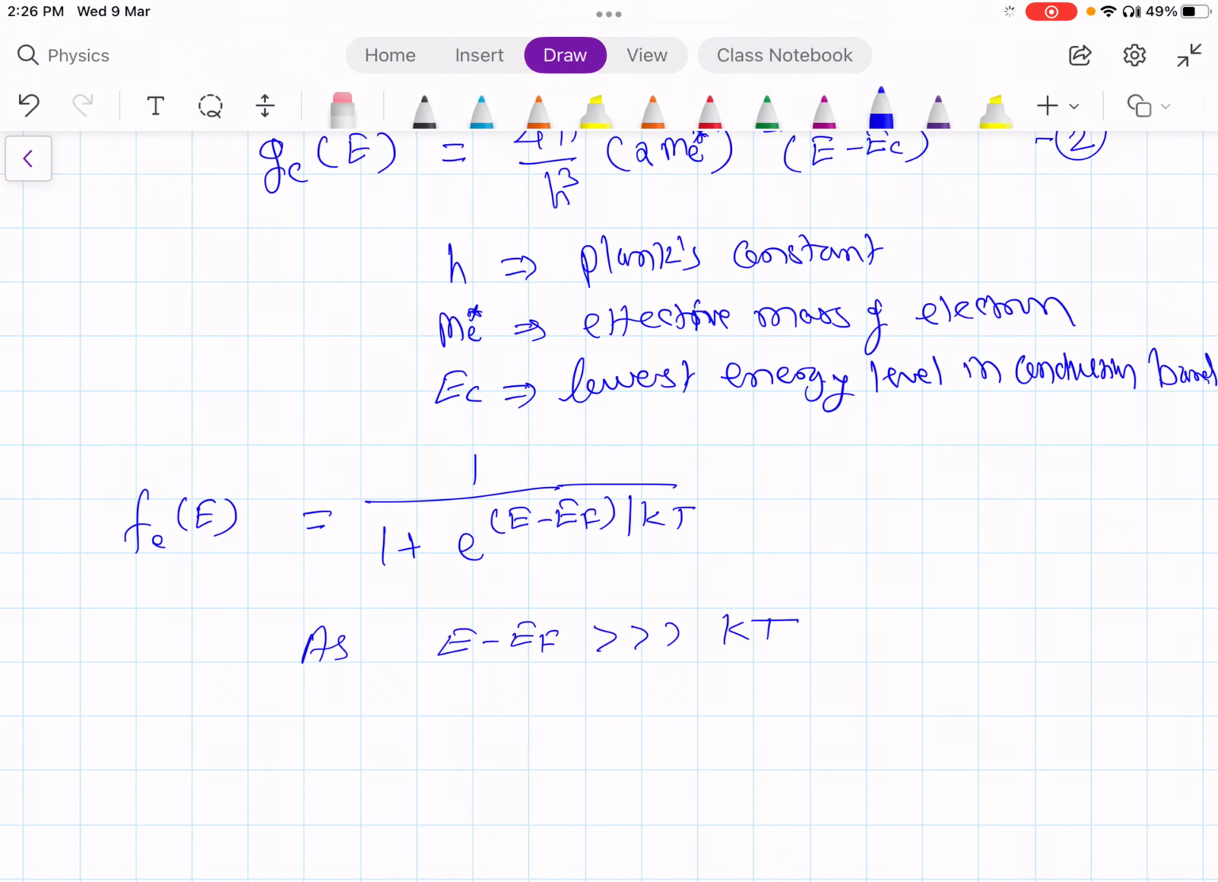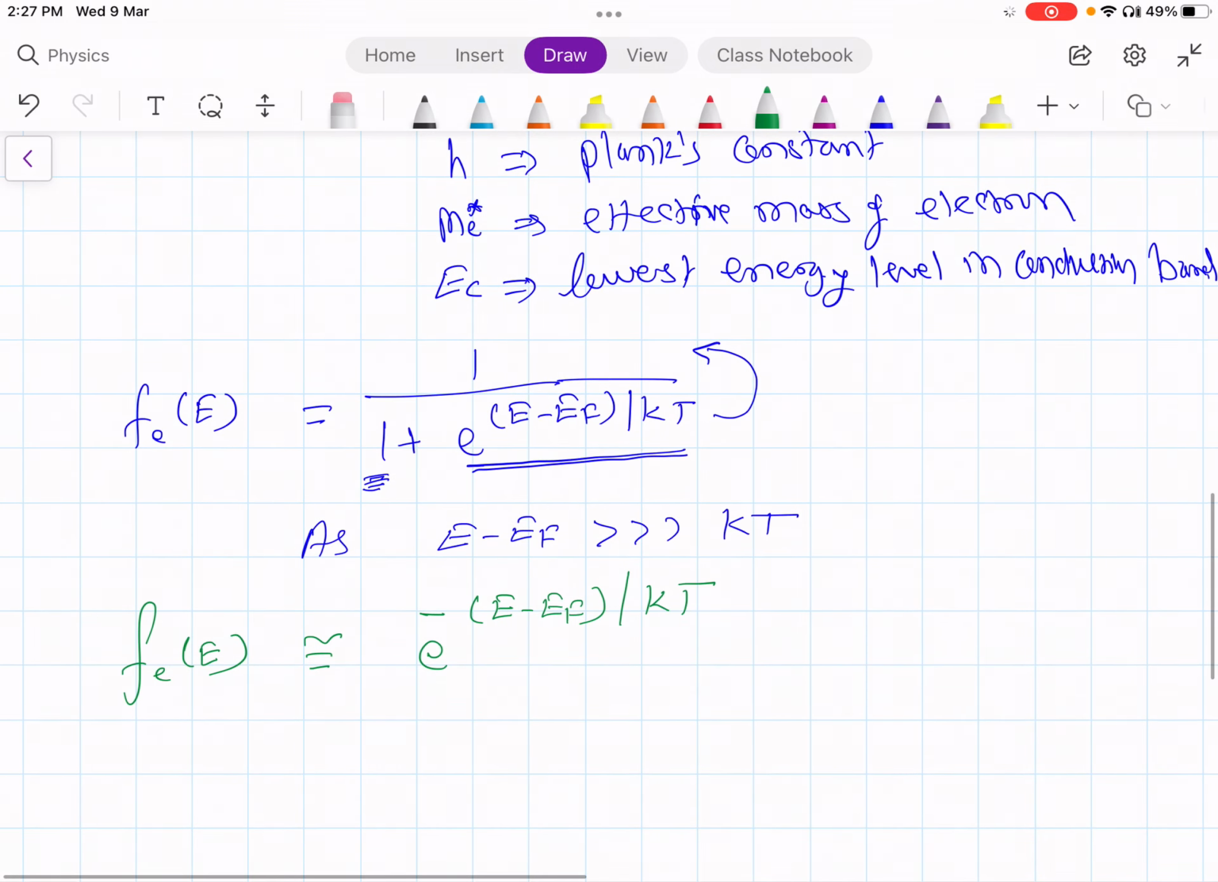And therefore, we can neglect this one. This quantity would be very large. And so we can neglect this one, and let's take this term above this. So let's write this as Fe of E is equal to e raised to minus of (E minus EF) upon kT.